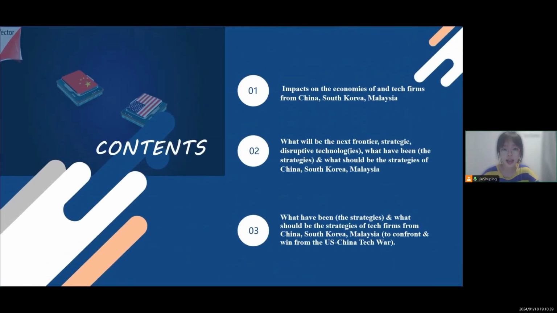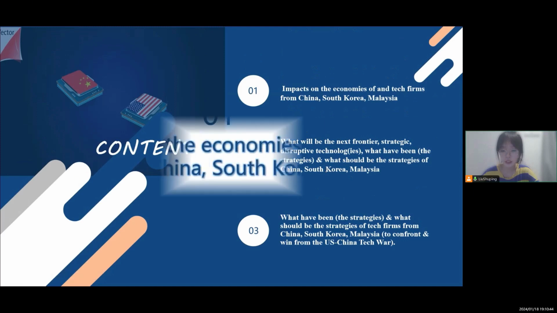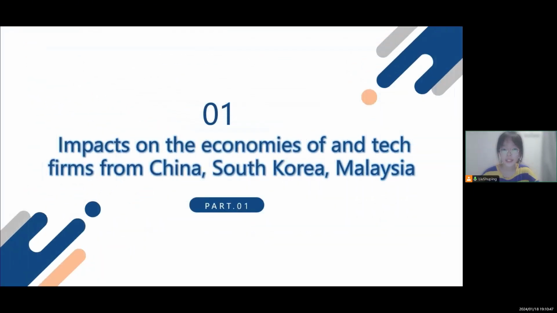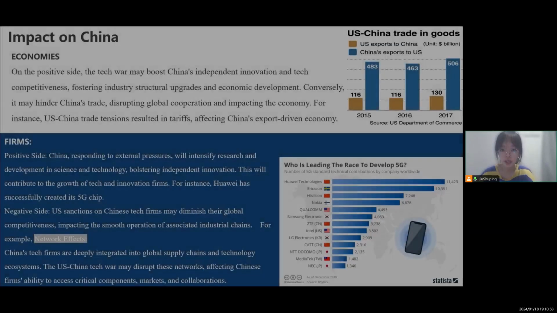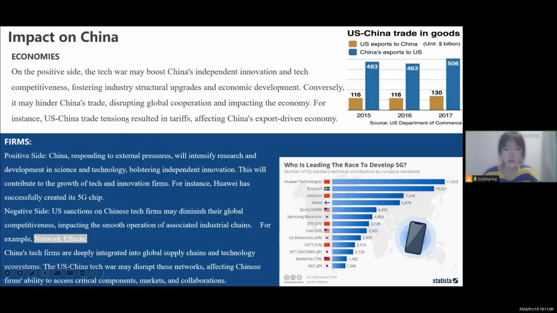Okay, next is our contents. We have three parts. Okay, let's start from the first part. The first part is the impact on the economy and the tech firms from China, South Korea, and Malaysia. I will explain each of them by classifying them by country. The first one is the impact on China.